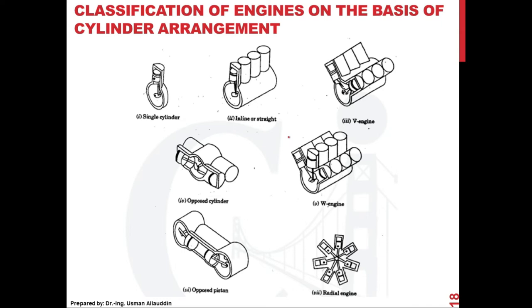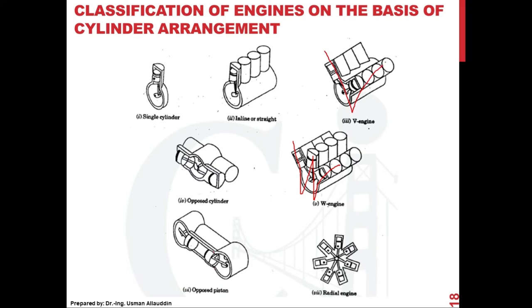Engines can also be classified on the basis of cylinder arrangement. We have the single cylinder, inline or straight cylinders, like 1, 2, 3, 4 cylinders, and they are inline. Then we have the V engine. This is the most commonly used engine, where the cylinders and pistons are arranged in the shape of a V. Then we have opposed cylinders, with two cylinders opposite to each other. We have a W engine, in which the cylinders and pistons are arranged in the shape of a W, like this, and this is like the V shape.